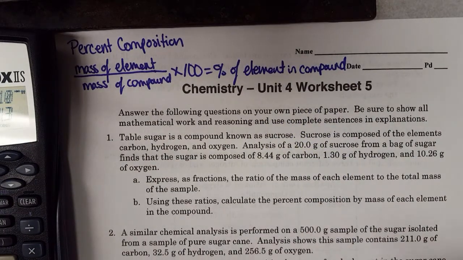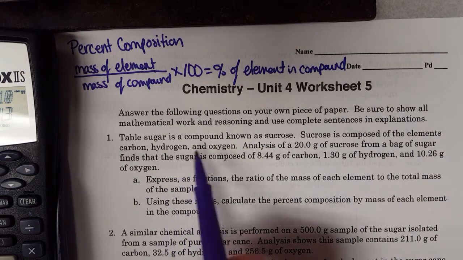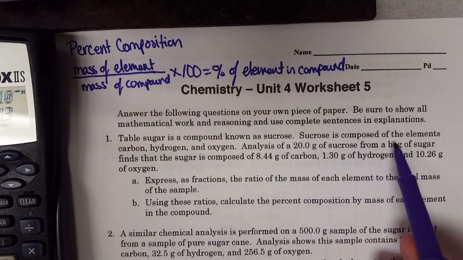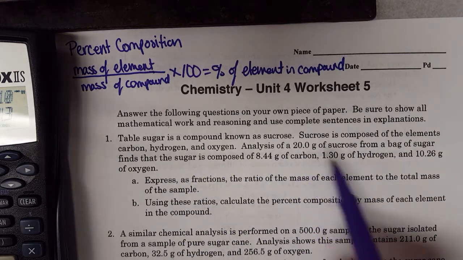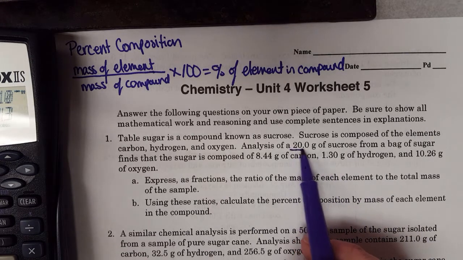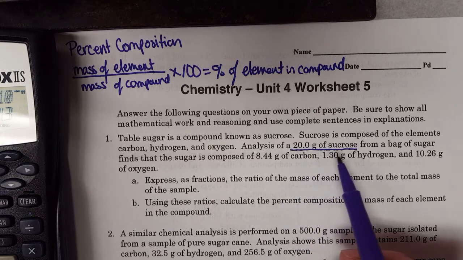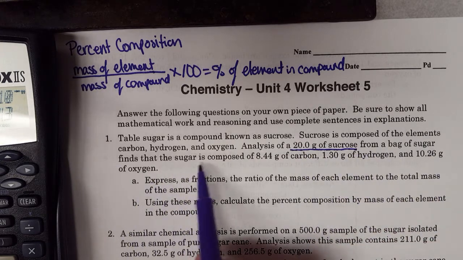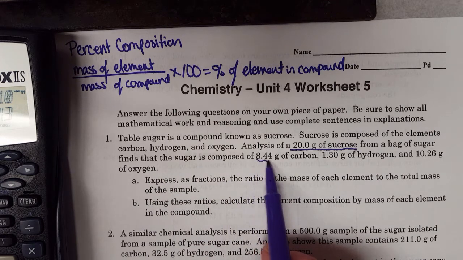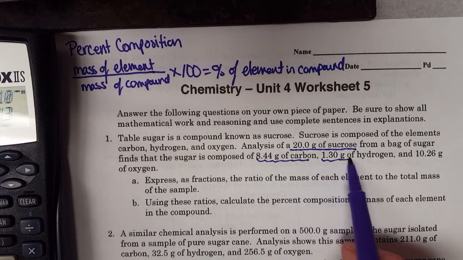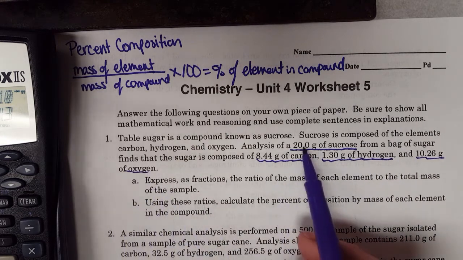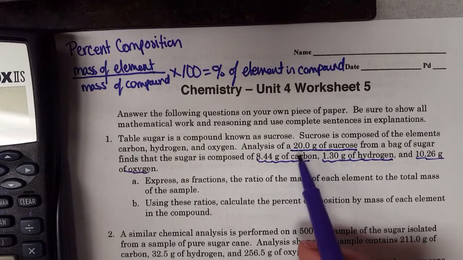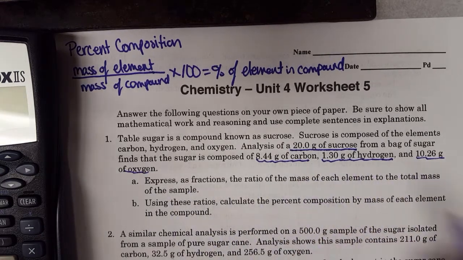So let's look at this first problem on your homework. Table sugar is a compound known as sucrose. Sucrose is composed of the elements carbon, hydrogen, and oxygen. Analysis of a 20-gram sample of sucrose. So right here, this is the mass of your compound. It tells you you're dealing with sucrose and 20 grams of it. You get this from a bag of sugar, and you find that the sugar is 8.44 grams carbon, 1.30 grams hydrogen, and 10.6 grams oxygen. And so you did some sort of chemical test to find this breakdown right here.